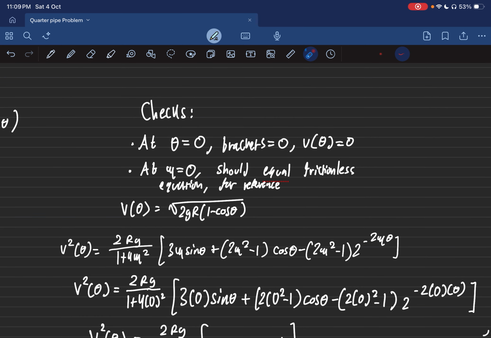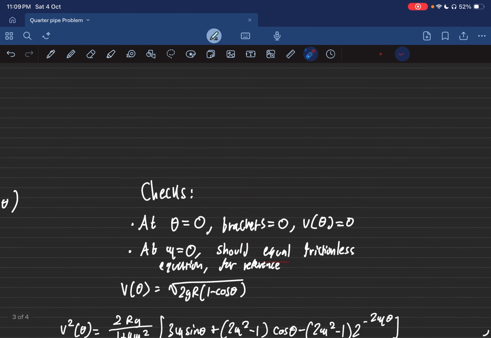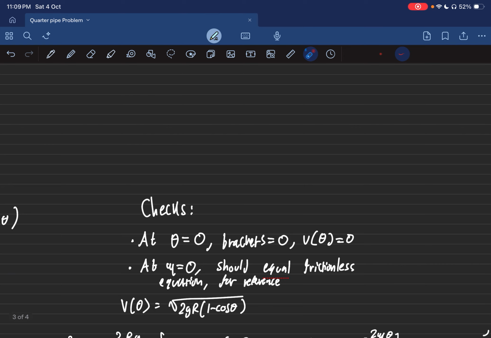So our checks. What are our checks? Theta equals 0. I thought this wasn't as strong a check as the next one, so we're just going to talk about it briefly. At theta equals 0, the brackets equal 0. So the function v theta equals 0. That makes sense. Pretty arbitrary. The next one is really what sealed the deal. I was like, okay, yes, I did get this right.